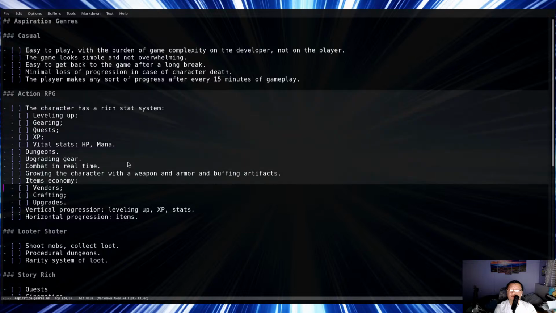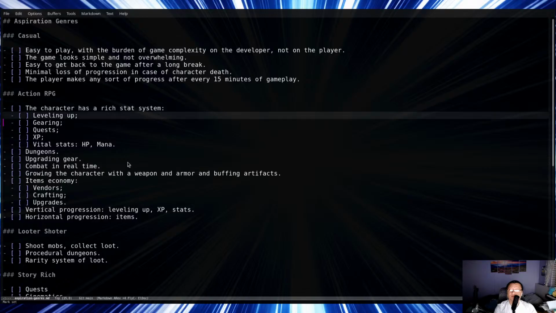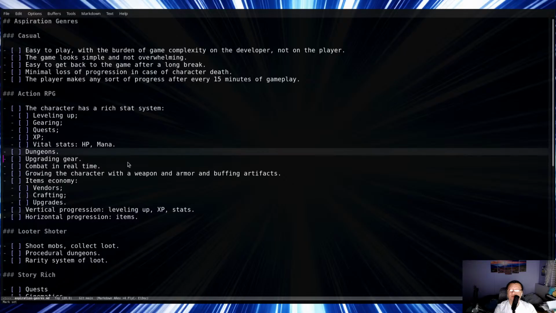So the action RPG part. I think I'll do leveling up, gearing up, quests. Of course, XP, and I'm going to add not only HP and mana, but other vital stats like energy, you know, survival stats: energy, hunger, thirst. If you're low on energy, you have to go to sleep, something like this. And it's going to have areas with different mob levels, dungeons, and procedurally generated ones.